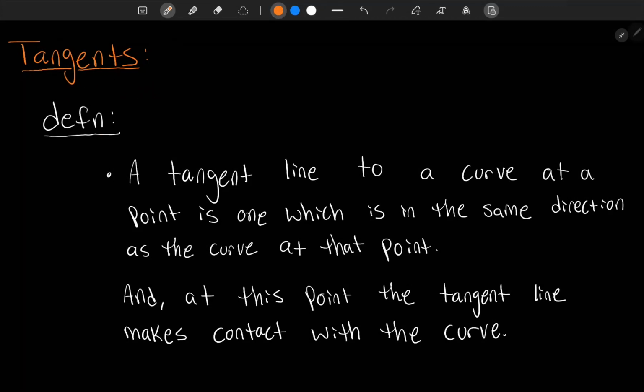So, as a definition, a tangent line to a curve at a point is one which is in the same direction as the curve at that point. And at this point, the tangent line makes contact with the curve. We'll see some examples below, but just to reiterate the definition, a tangent line to a curve is just a line at a point on a curve that is in the same direction as the curve at that point.